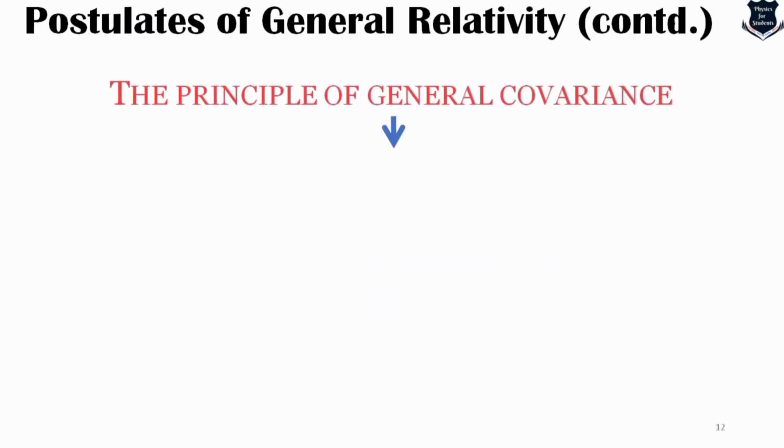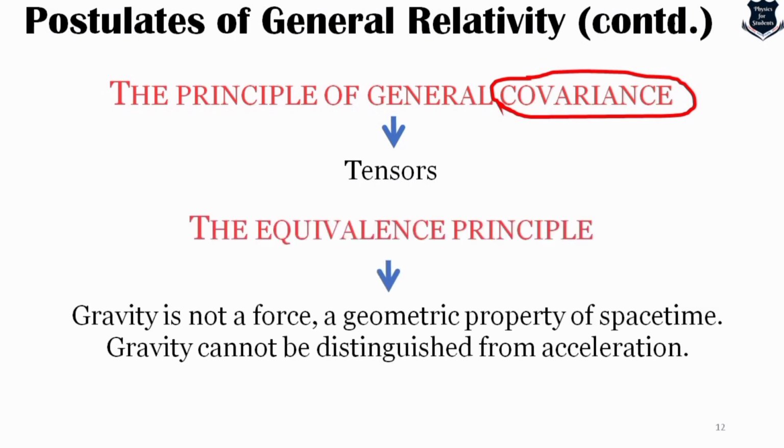Okay. So we first go ahead, and this is the principle of covariance, which actually led to the formation of tensors. But we are not going to speak about tensors right now. We are going to understand the equivalence principle: gravity is not a force, it is a geometry of space-time, which we will discover. So first we need to understand what a covariance is.